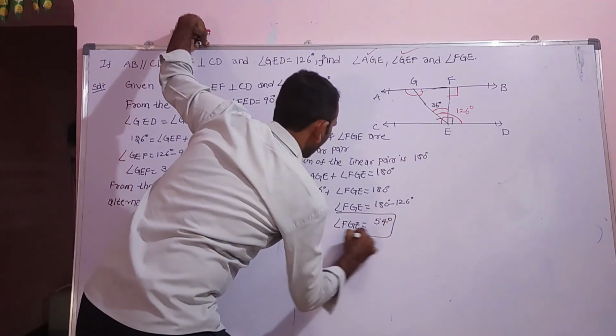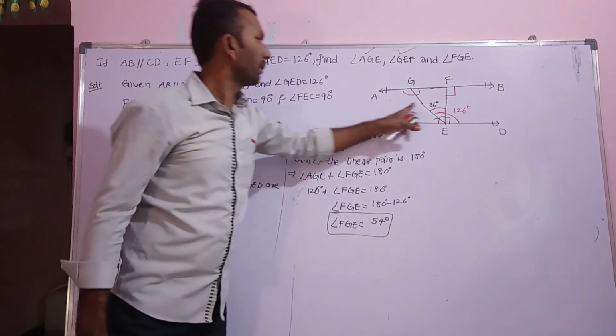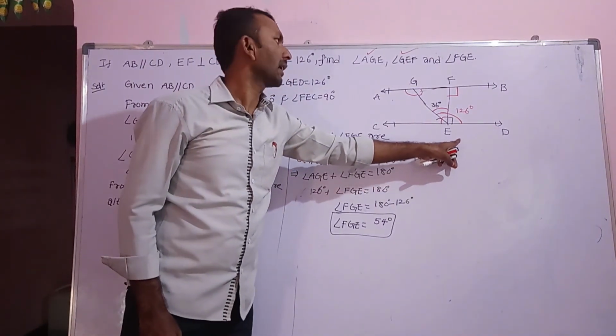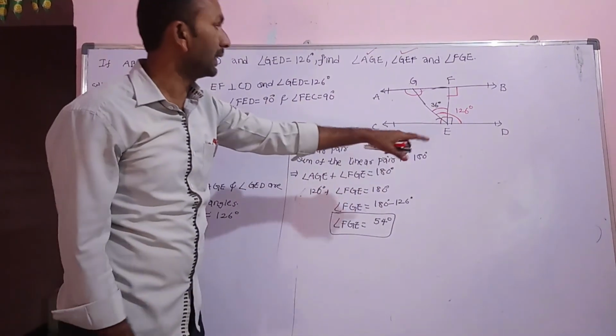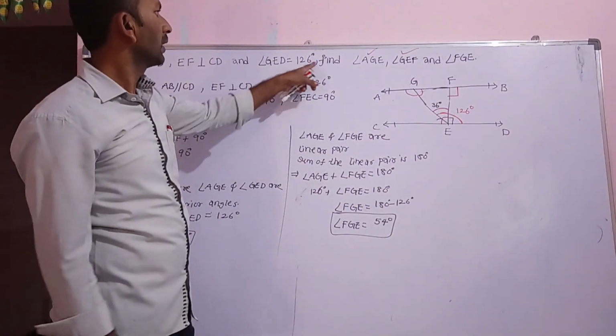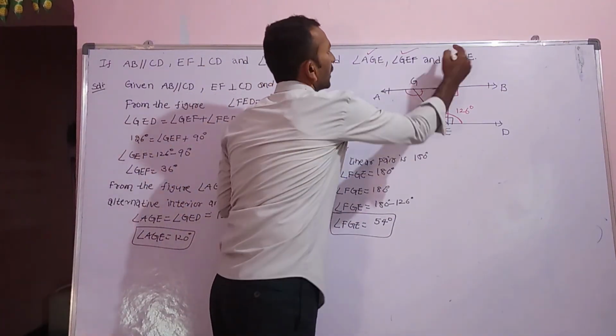This is the answer. If AB and CD are parallel and EF is perpendicular to CD, we found angle AGE, angle GEF, and angle FGE, all three angles.